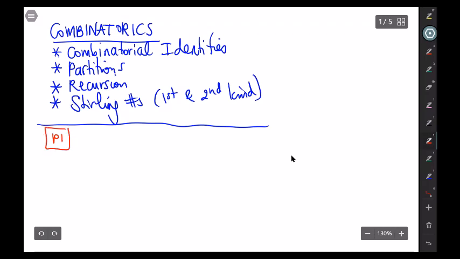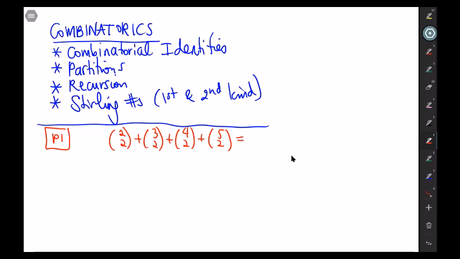Question number 1. If I were to ask you to give me the sum of these combinations, 2 choose 2 plus 3 choose 2 plus 4 choose 2 plus 5 choose 2, what would be your answer to this? You don't have to raise your hand directly. Just giving me the answer would be fantastic.